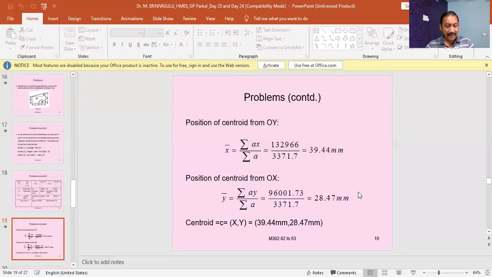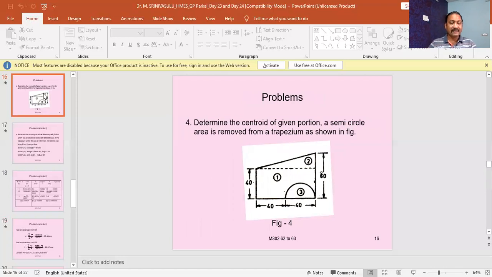So the coordinates of the centroid are 39.44 mm and 28.47 mm. Here the very important thing is the same: the figure is composed of three standard figures, but the third figure is cut out. Therefore we have to add figures 1 and 2 and subtract the semicircle, that is figure 3. In this way we can obtain the centroid of the given figure.